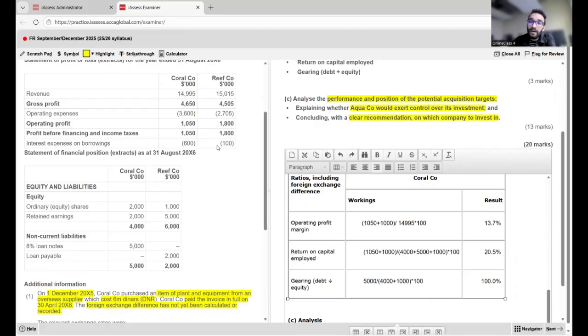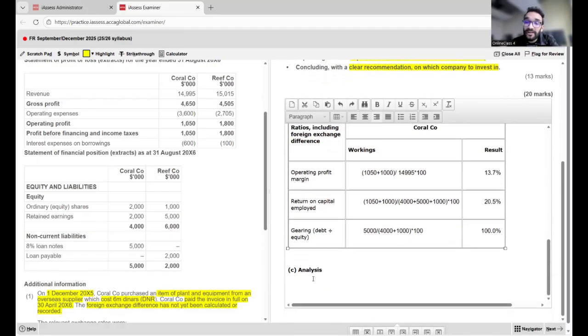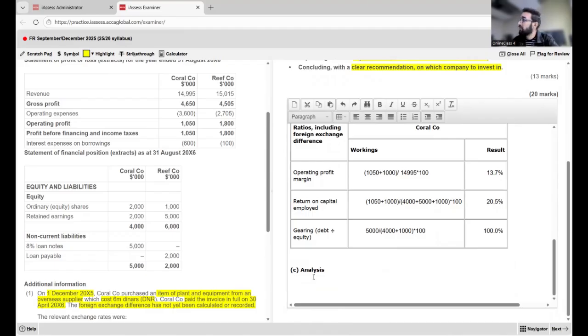Okay. Now, how are you going to write your analysis part? This is important, this is very crucial. There are a lot of students who often do not write the analysis part.